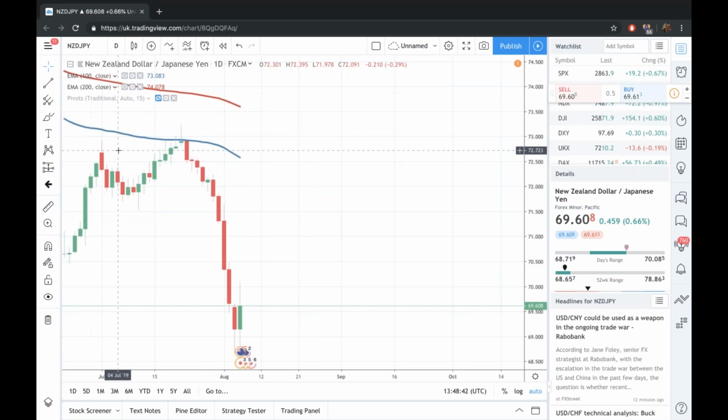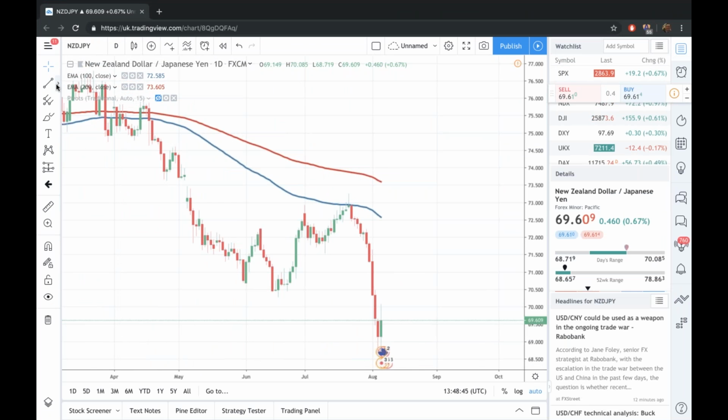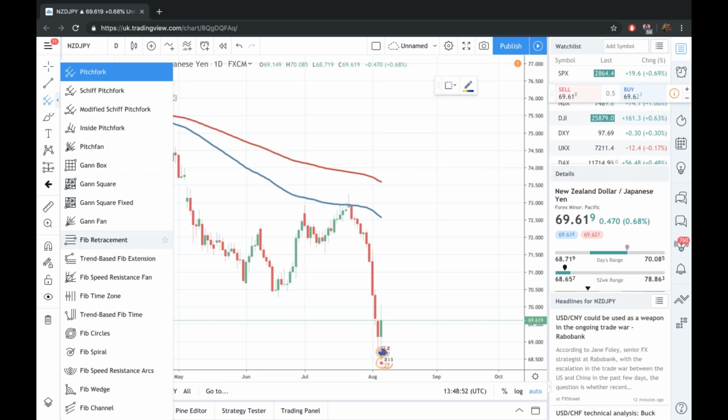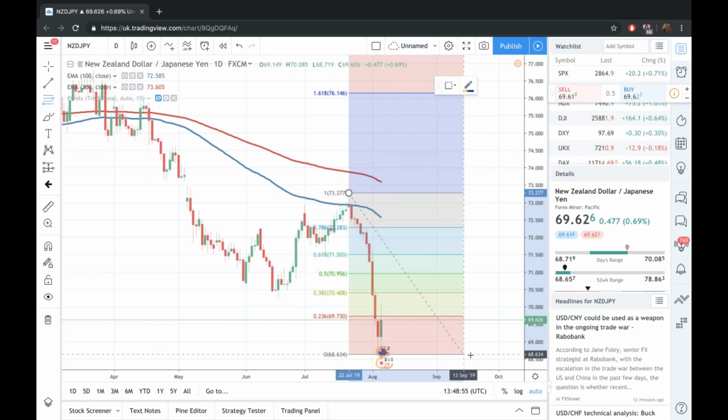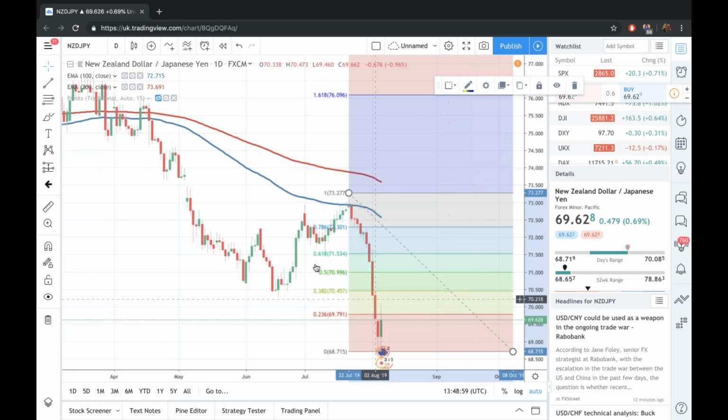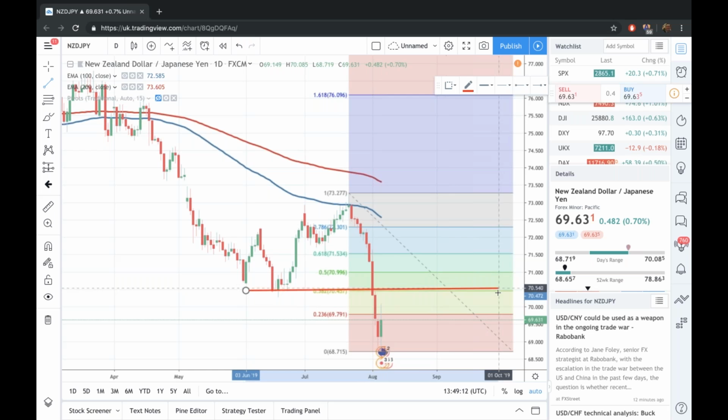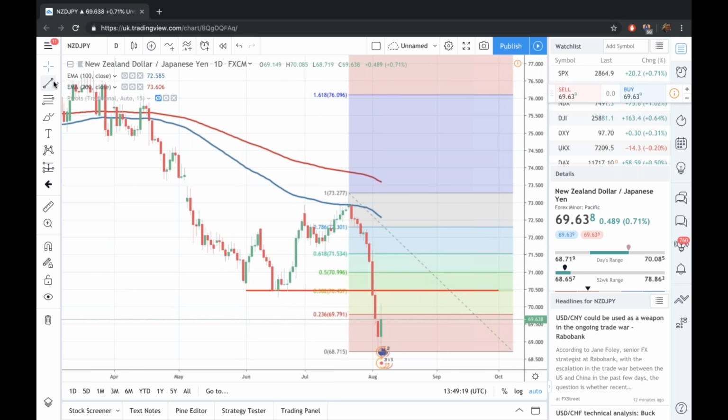Let's put a Fibonacci retracement level on, going from the top down to the lows. You can see there's a couple of levels here that stand out to me. You've got this support level here, and let me get another trend line here, and you've got this sort of support zone, really. Put it around there.